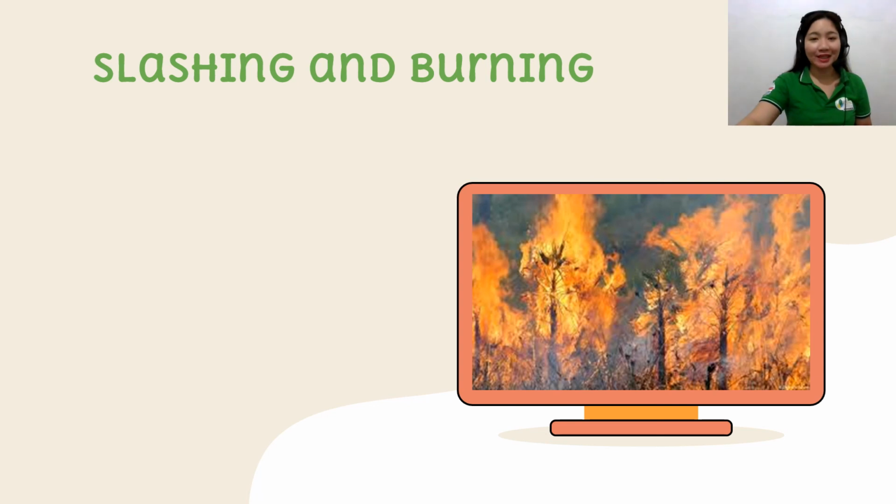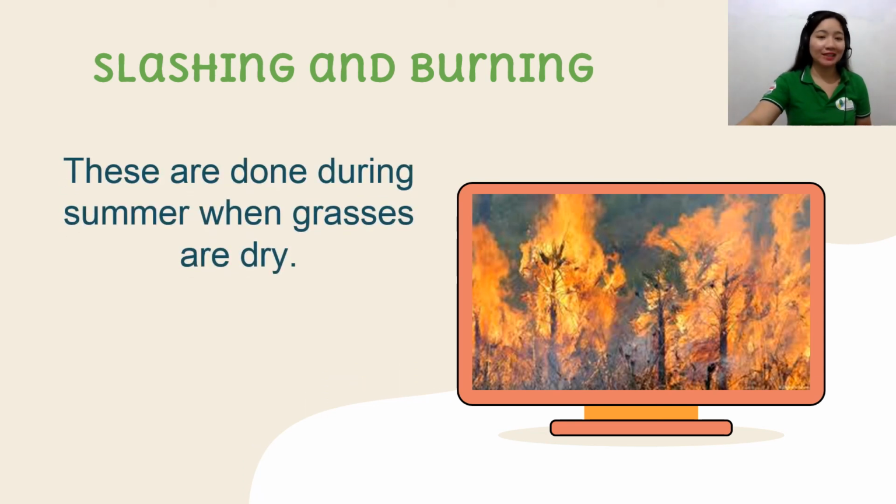Slashing and burning, class, are done during summer when grasses are dry, with the dibbler, class, a pointed spear-like stem, or what we call in Tagalog, class, the panghaso, held by one hand, strikes the ground to make holes about 2 inches or 5 centimeters deep and 1 to 2 steps apart. So as the pointed tip of the dibbler is lifted, someone immediately drops 3 to 4 seeds into the hole.